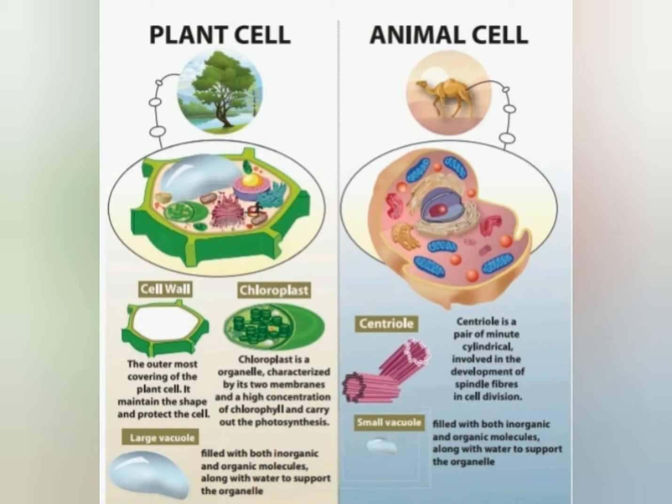Okay, next, chloroplast. Chloroplast is an organelle characterized by its two membranes and a high concentration of chlorophyll. What is chlorophyll? The green color pigment present in the leaves is called chlorophyll, and it carries out photosynthesis. The chloroplast is present only in the plant cell.